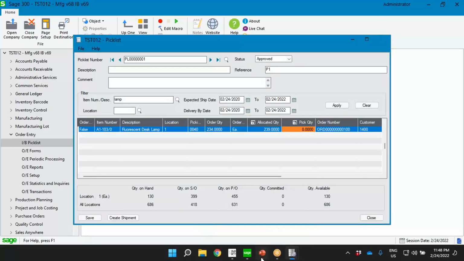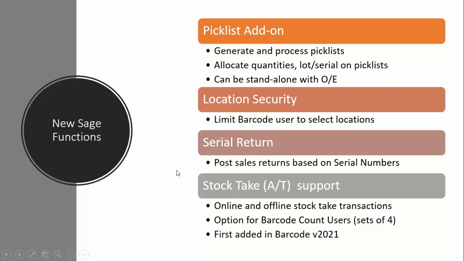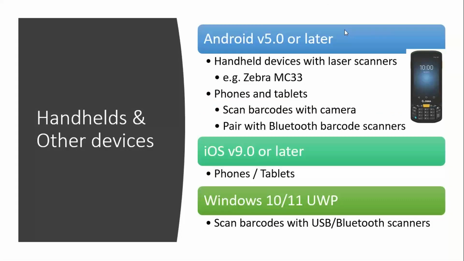Sure. Let me go back to my slide. This is mainly for the benefit of those who are not too familiar with barcode. Let me quickly reiterate that the barcode solution works on different devices. Primarily right now we're working with Android devices, like a handheld Zebra MC33 or TC20. It could also work with phones and tablets. Some clients will just add a barcode gun to a tablet and scan using that method. We can work with Apple devices as well. The only requirement is version 9 or later.